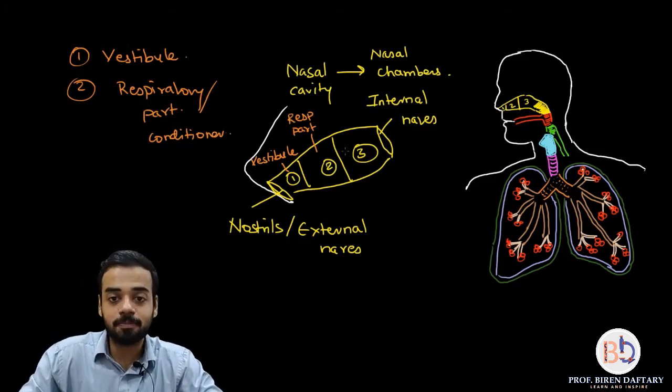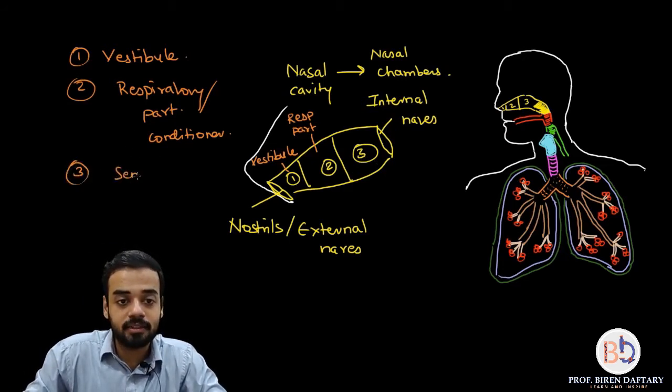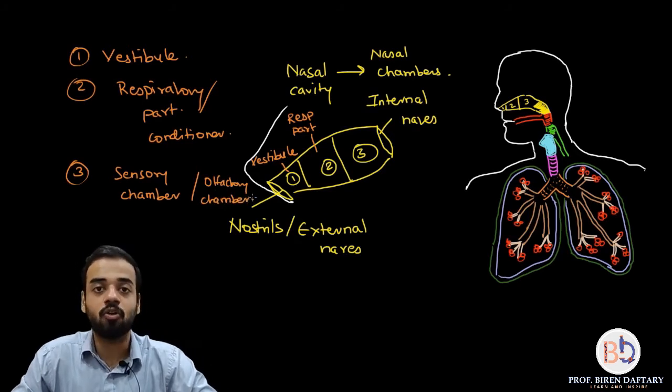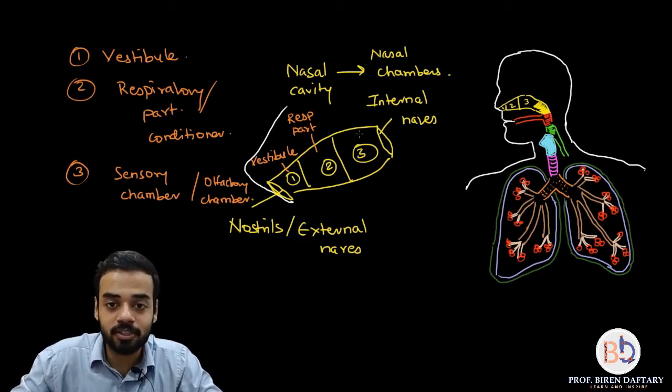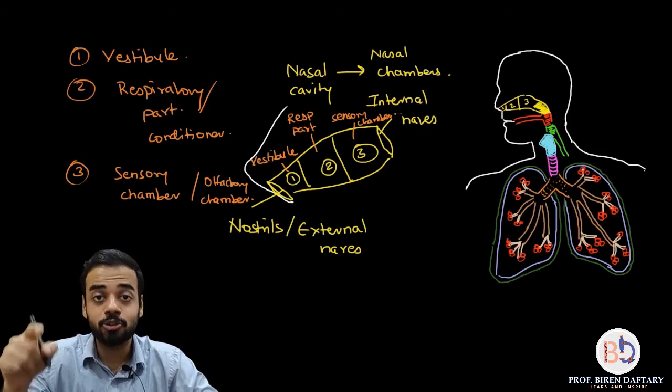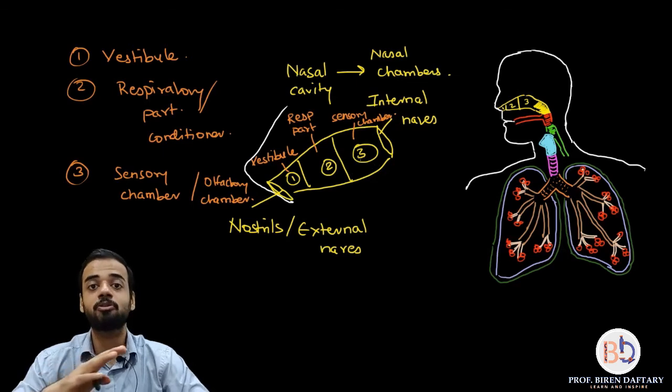Okay, and the last part of the nasal chamber is called the sensory part or the sensory chamber, or it is also called the olfactory chamber. Remember, the word olfactory or olfaction refers to your sense of smell. So this last part which is present over here, I am going to write down sensory chamber. This part is responsible for your sense of smell. So you can smell things because of this part. If this part was not there in your nose, then you would not be able to smell anything.